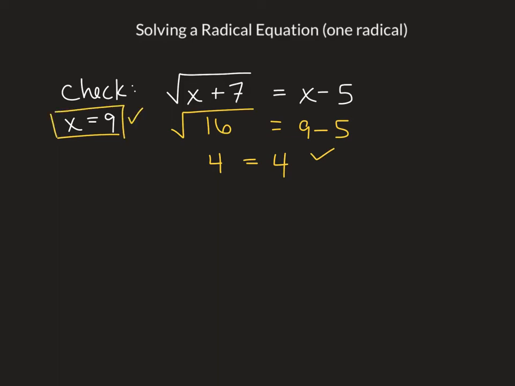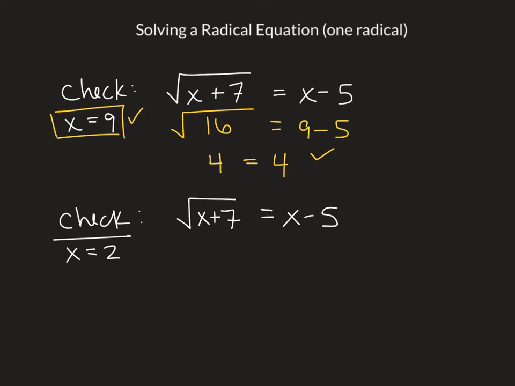The next one that we want to check is x equals 2, the other potential solution. So what we'll do is we'll plug in 2 just like we plugged in 9. All right, so let's plug in 2. So we'll have the square root of 2 plus 7, and we want to see if that equals 2 minus 5. The square root of 9 is 3, and 3 does not equal negative 3. Therefore, 2 is not a viable solution. So our only solution is x equals 9, since 2 does not check out.